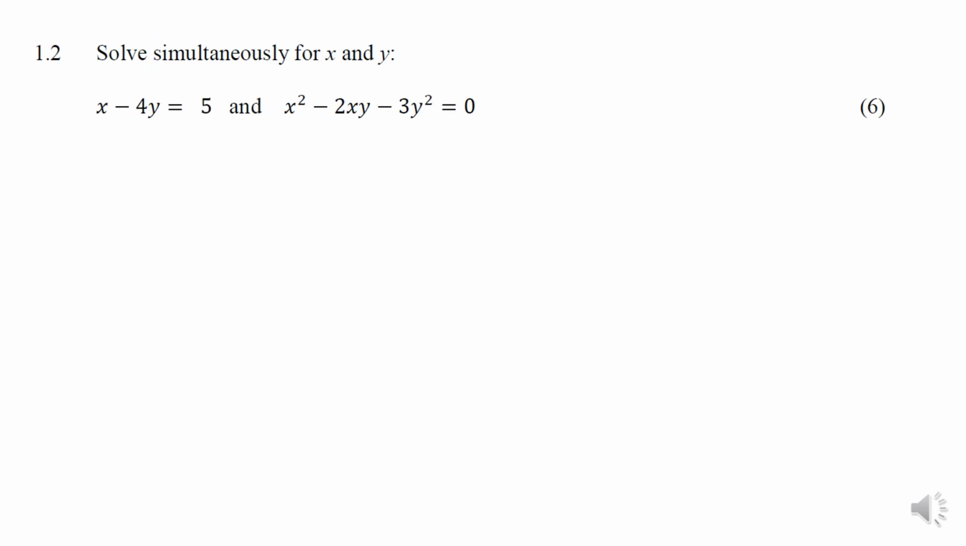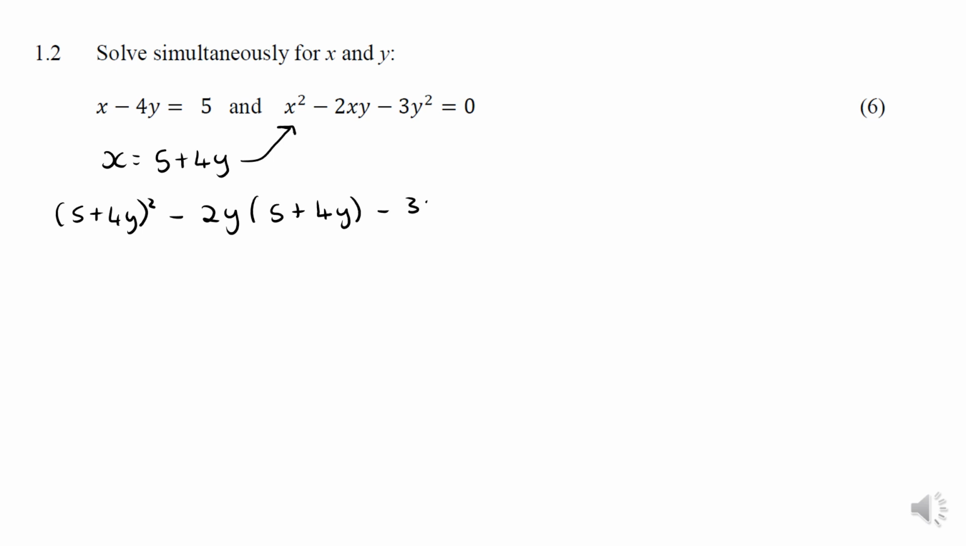1.2, solve simultaneously for x and y. Here I'm going to take the linear equation and get the variable x alone. So I'll have x is equal to 5 plus 4y. Then I'm going to substitute everywhere I see x, 5 plus 4y. So I have 5 plus 4y squared minus 2y times 5 plus 4y minus 3y squared equals 0.